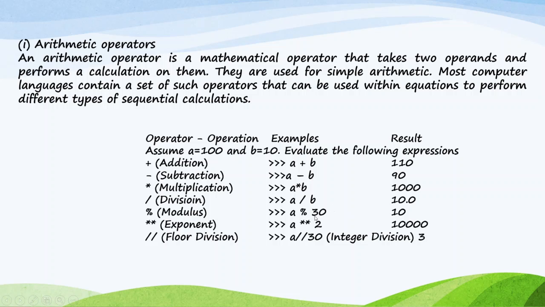Quotient. Is it? 3 into 30 is 90. What is the balance? That is 10. So modulus is division which gives us the remainder of the division.